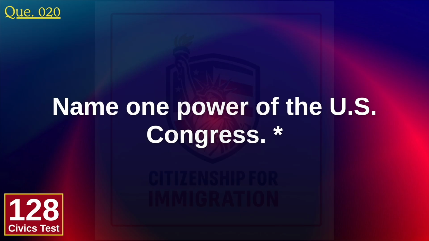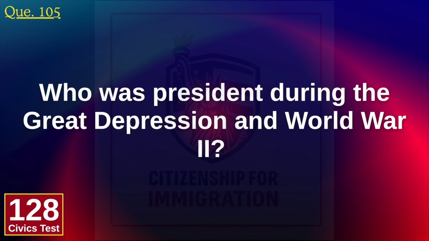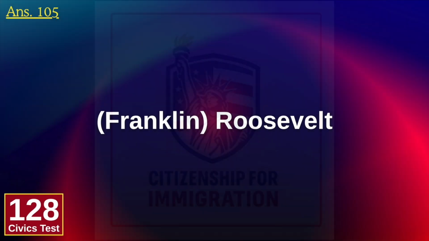Name one power of the U.S. Congress. Rights laws. Who was president during the Great Depression and World War II? Franklin Roosevelt.